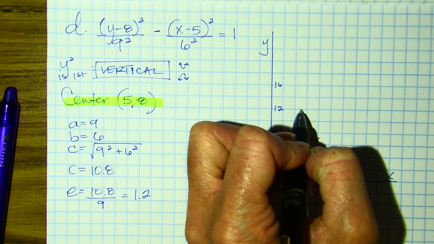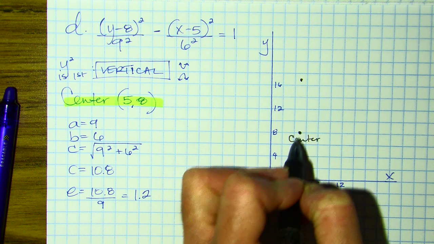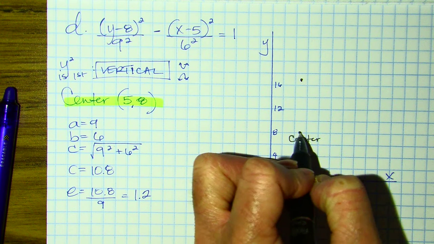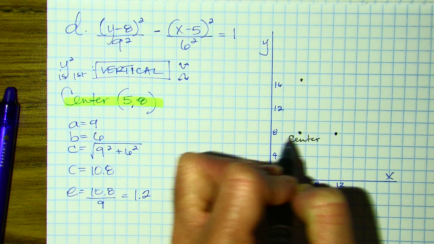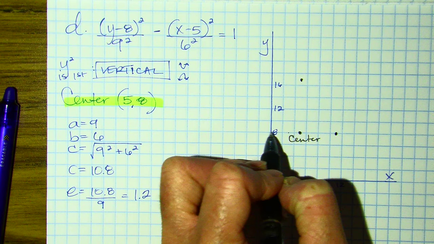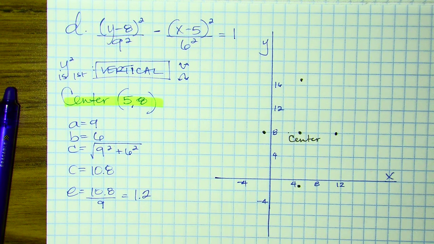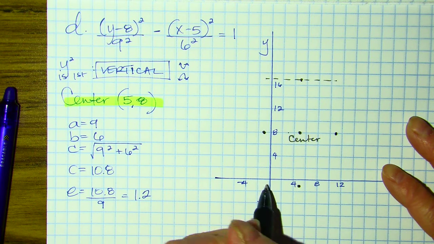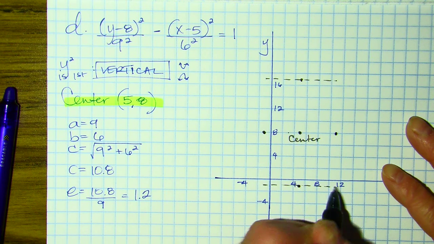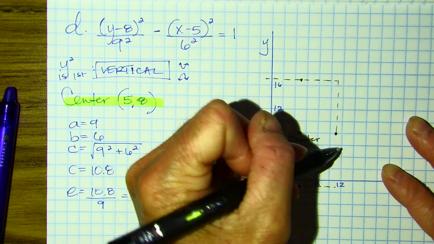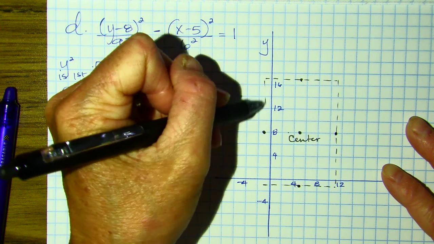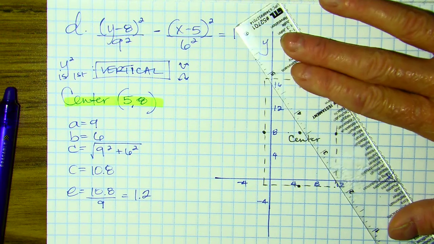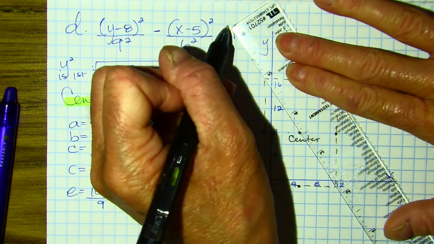A is 9, and it's under y, and it's vertical. So 2, 4, 6, 8, 9. Go back to the center. 2, 4, 6, 8, 9. B is 6, 2, 4, 6. Each box is a unit. 2, 4, 6, but you're going from center to center. Then I have my rectangle. And then through the corners is my asymptotes.